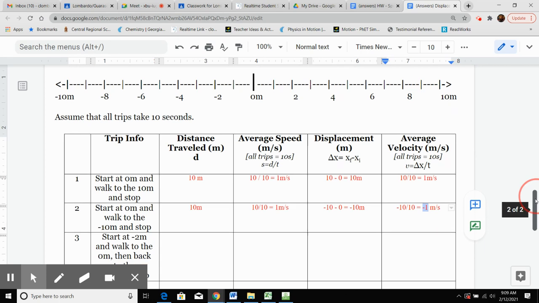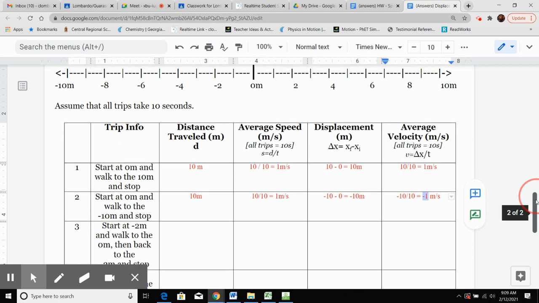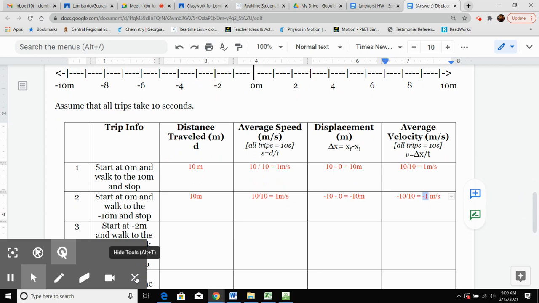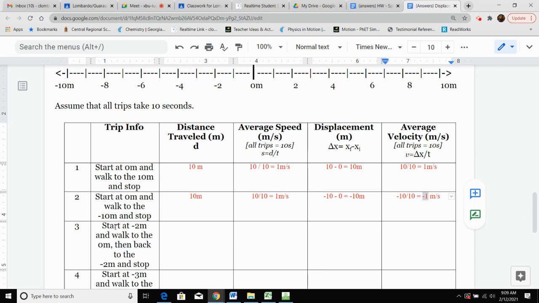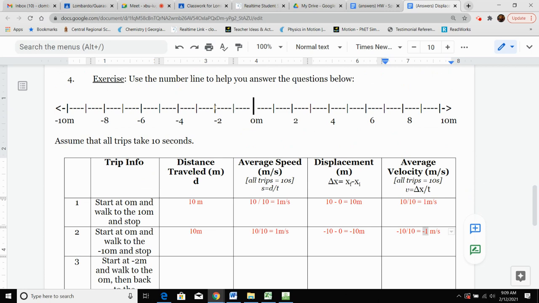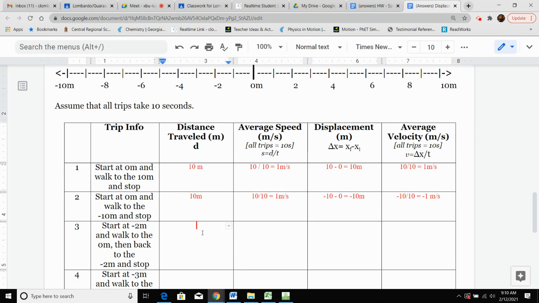Okay, so let's try looking at this guy. Now we're going to start here at negative 2 meters. We're going to walk to 0 meters, and then it says back to negative 2 and stop. So we went from here to here and back. We went 1, 2, and then 3, 4. So we moved a total distance of 4 meters.